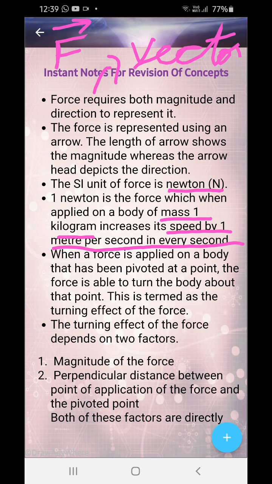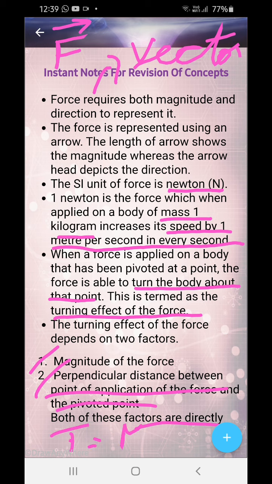This is the definition. When a force is applied on a body that has been pivoted to a point, the force is able to turn the body about that point. This is termed the turning effect of the force. Now the turning effect of the force depends on two factors. What are they? The magnitude of the force and the perpendicular distance between the point of application of the force and the pivoted point.